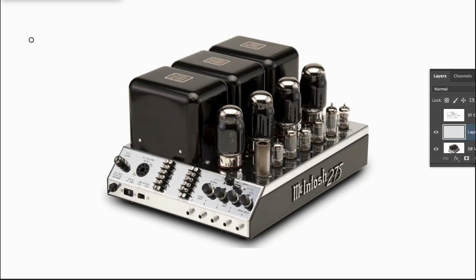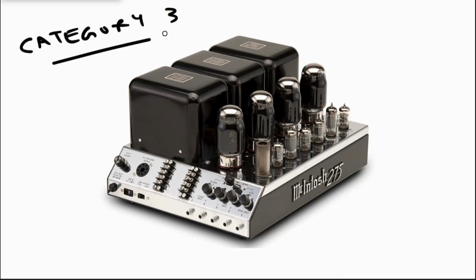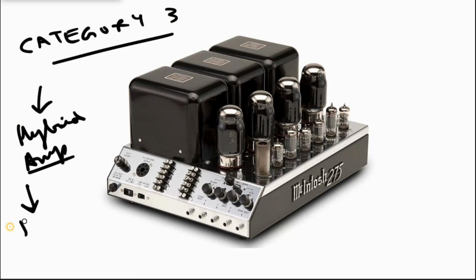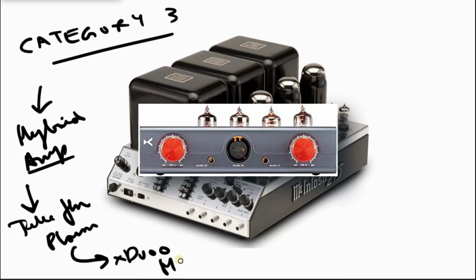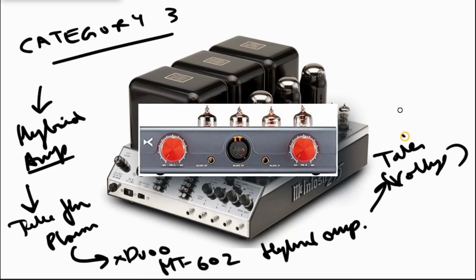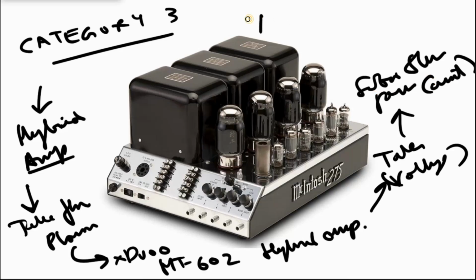Now we come to category 3, the hybrid amp. So if you want the tube flavor for your planars, then just get the Xduoo MT-604 hybrid amp. It uses tubes for the voltage and solid state for the power. So that was our take on tube versus solid state.